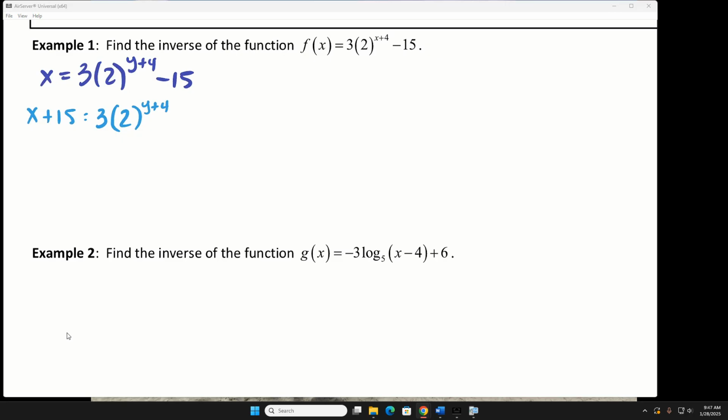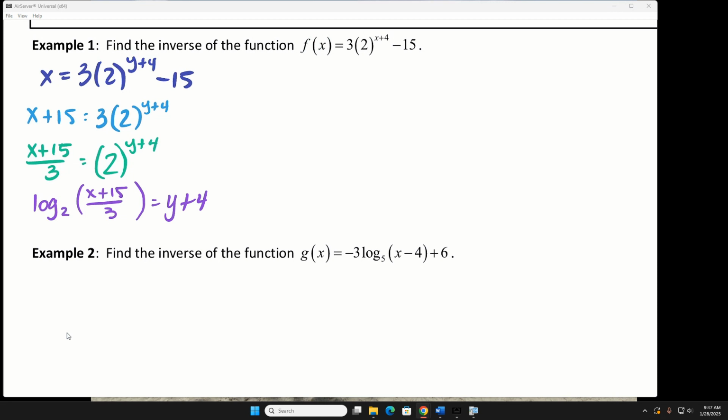All right, and then what would you do? Yes. Okay, now we want to solve for y, and we can't solve for something when it's up in an exponent, so there's only one way we can get an exponent down, and it's to use logarithms. And so we are going to write this in logarithmic form. What is the base? 2. What is the argument? X plus 15 over 3. And it should equal the exponent.